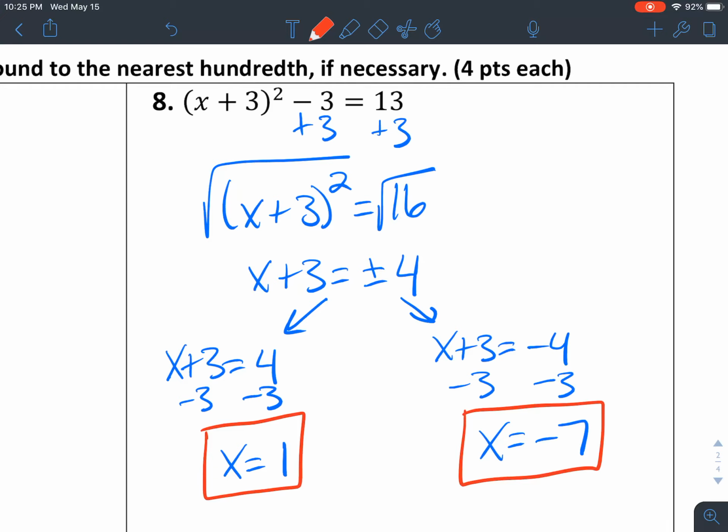Your other method here, if you're going to do factoring or if you're going to do quadratic formula, the unfortunate thing with this problem is that you're going to have to FOIL x plus 3 parentheses squared to get it in standard form, move everything over to one side before you can even start to worry about factoring or start to think about quadratic formula. So square root method here is definitely the path of least resistance.